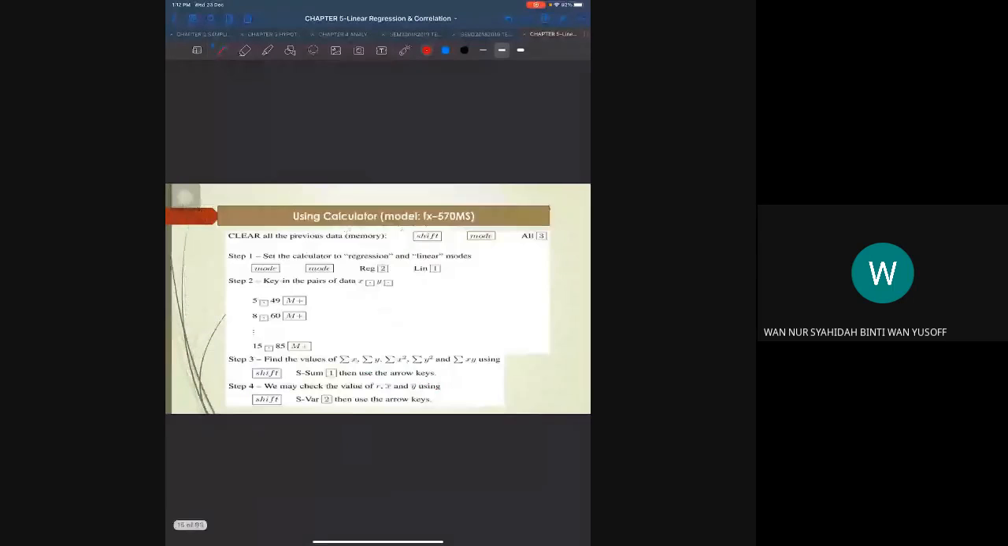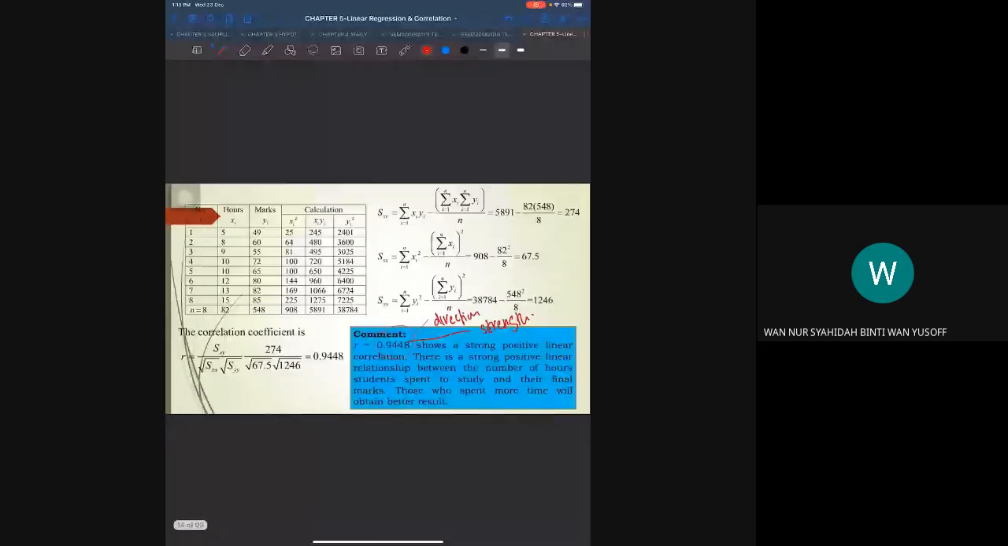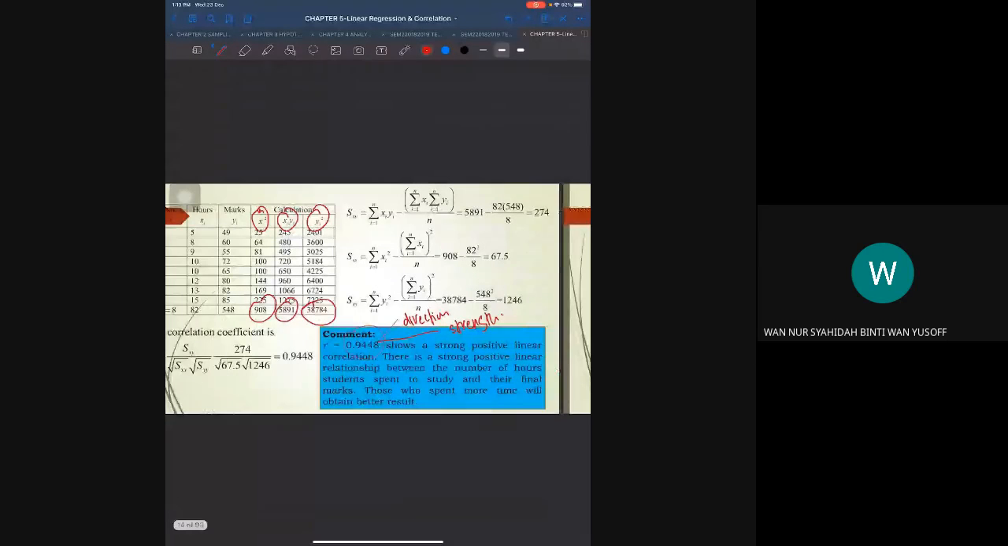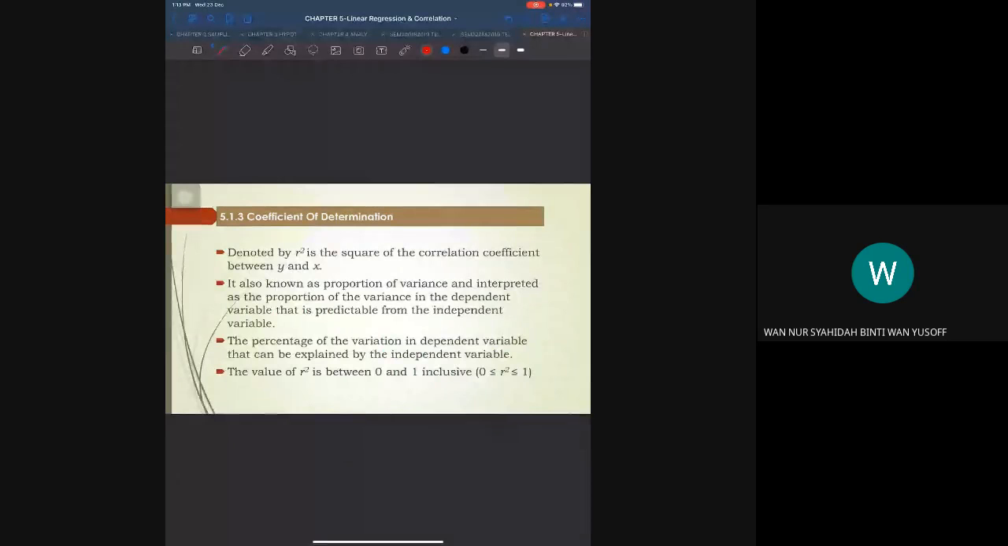So this is how we use the calculator. I forgot to share the video of the calculator. After this, I will share with you how to use the calculator, but you can refer to this tab. It shows how to use the calculator to get all the summation values for your calculation. So no need to calculate these summation values manually. You can get them directly from your calculator, but you have to key in the data, and then you can get your summation values.